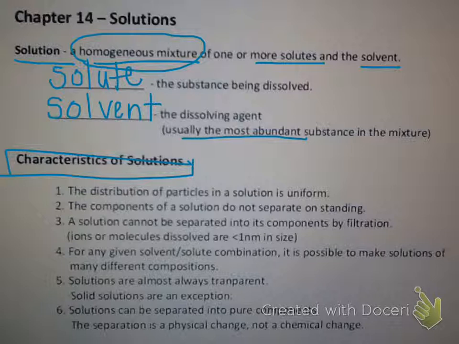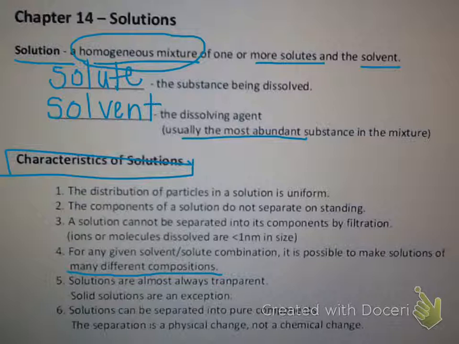So you cannot separate by filtration, or another way to say that is all of the ions or molecules that are dissolved, the solute particles, have to be less than a nanometer in size. All right, number 4. For any given solvent-solute combination, it's possible to make solutions of many different compositions. What do I mean by this?